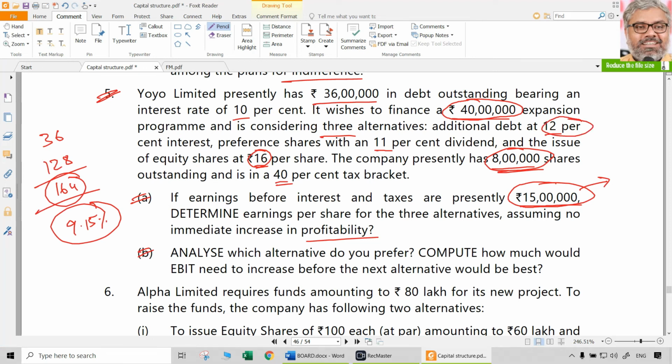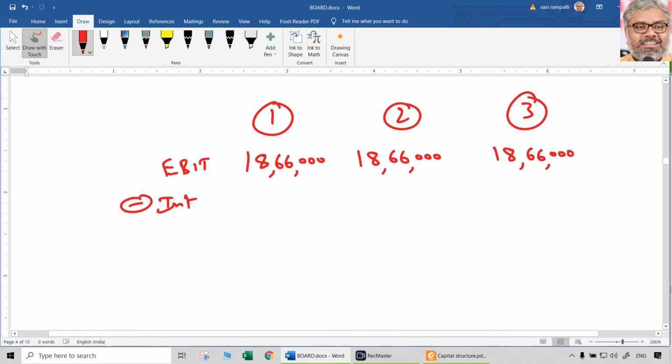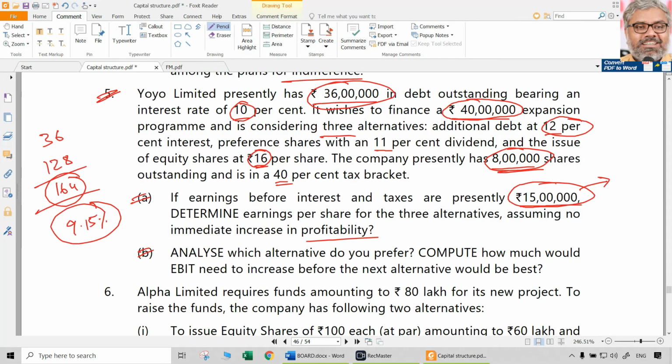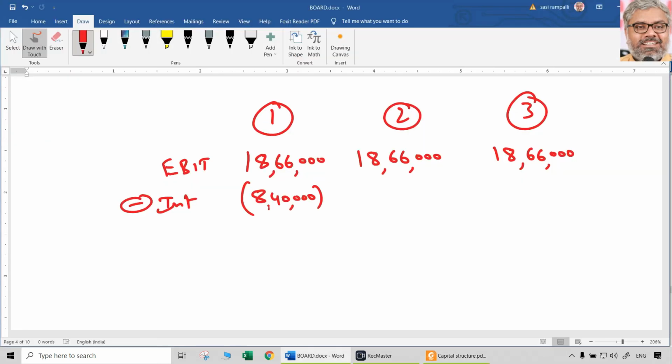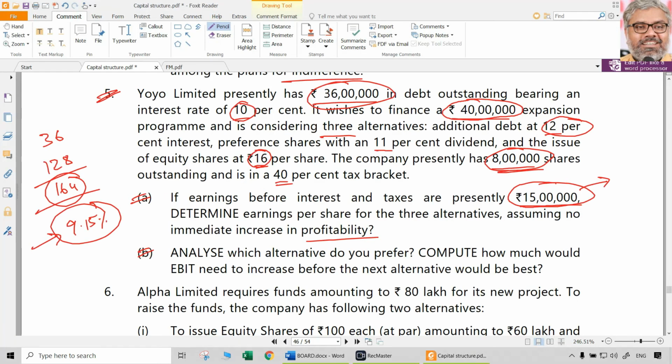Obviously, currently there is interest of 3,60,000 on the 10% debt, and the extra 40 lakhs if you raise it with 12% debt, interest will be 4,80,000. So 480 plus 360, total interest will be 8,40,000. You have to show all these things in the working notes: interest calculation, return on investment calculation, and application of that to find out the fresh EBIT that will be generated with the investment. Everything has to be shown in the working notes. Now we are just taking the final answers here.